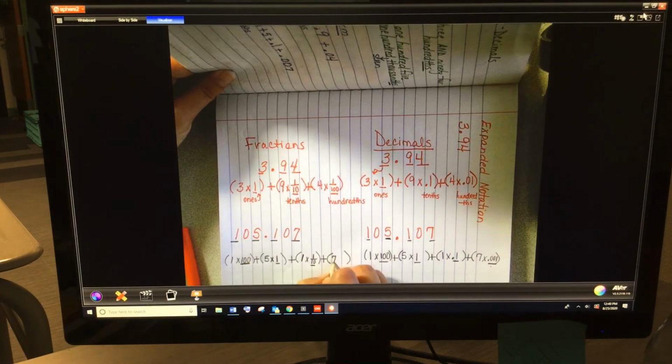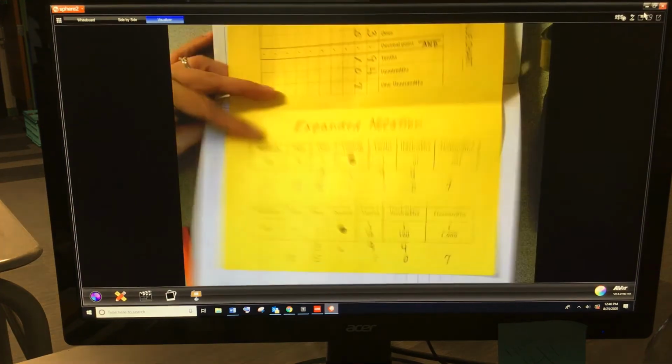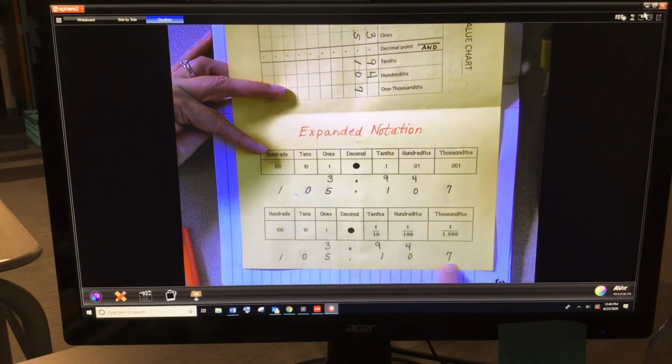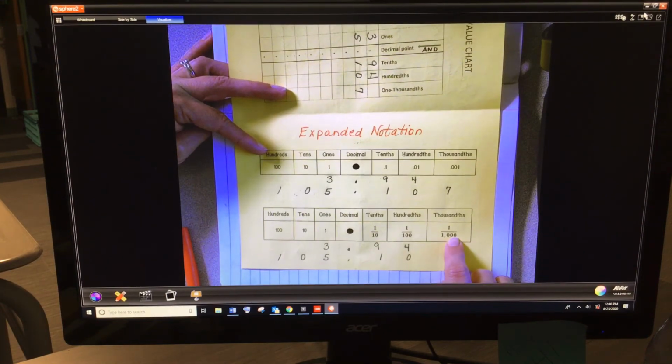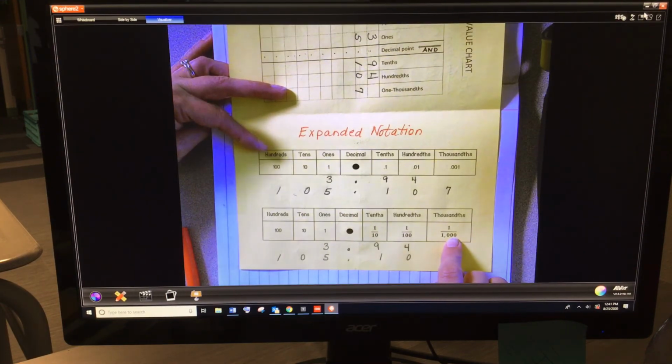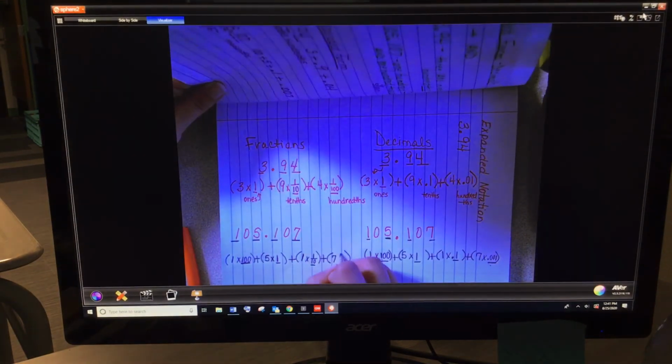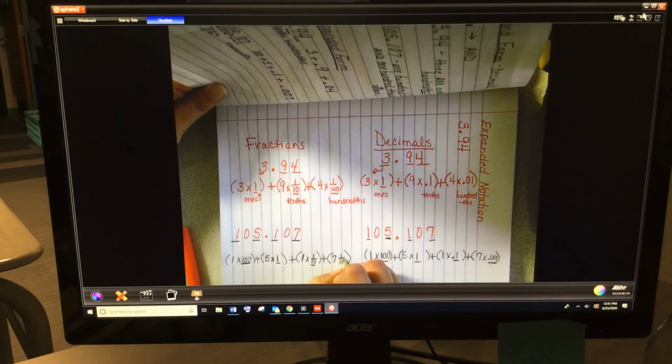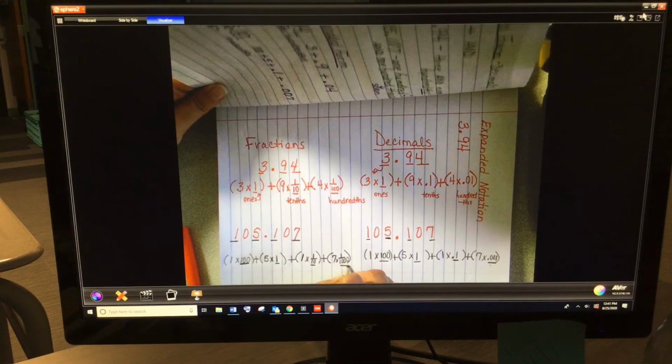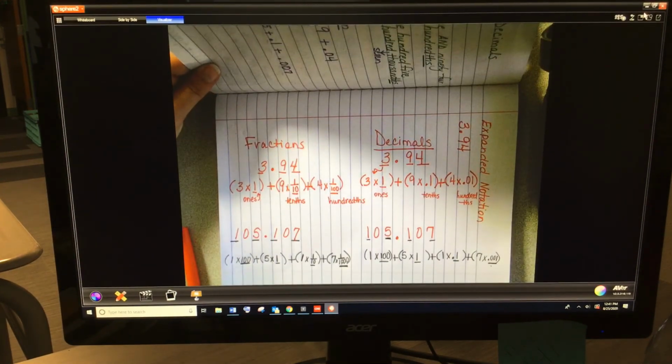Then we go to our 7. We go back and look at our paper. We find the 7. What place value is the 7 in? It's in the thousandths. And what does thousandths look like as a fraction? It looks just like 1/1,000 because 7 is in the thousandths position.